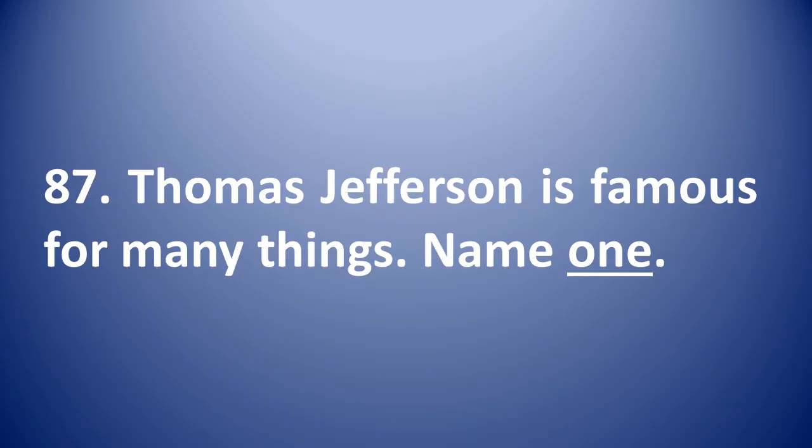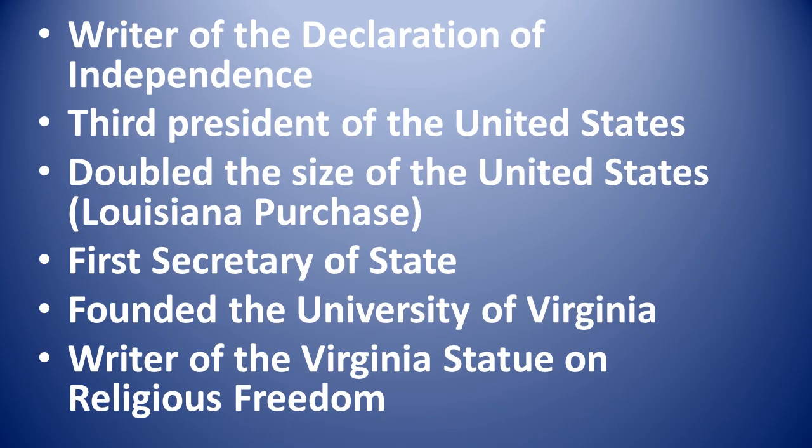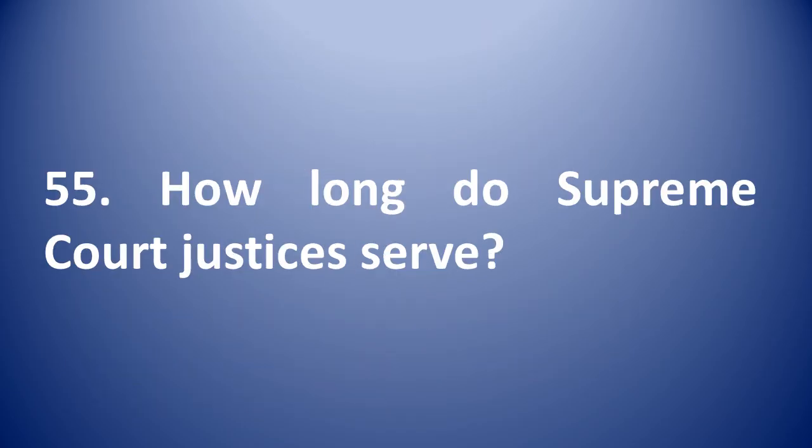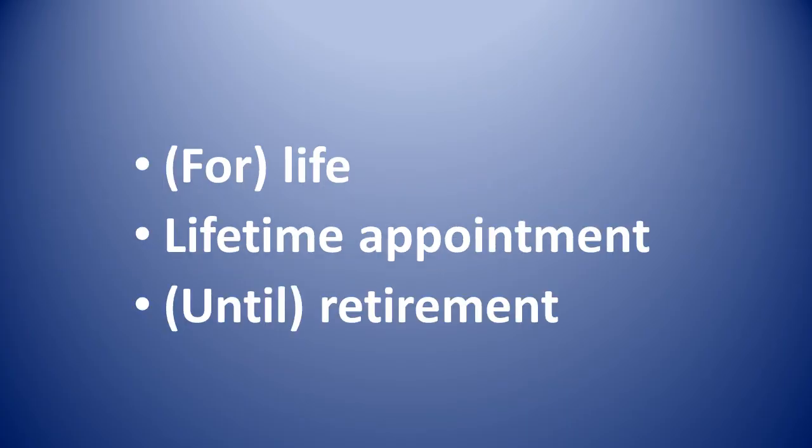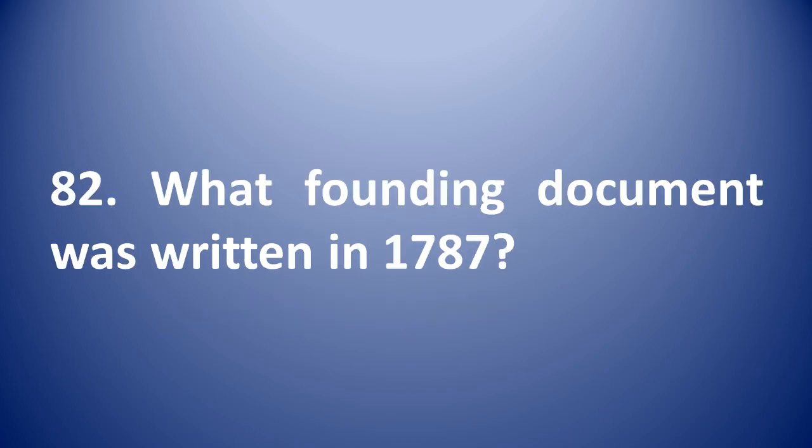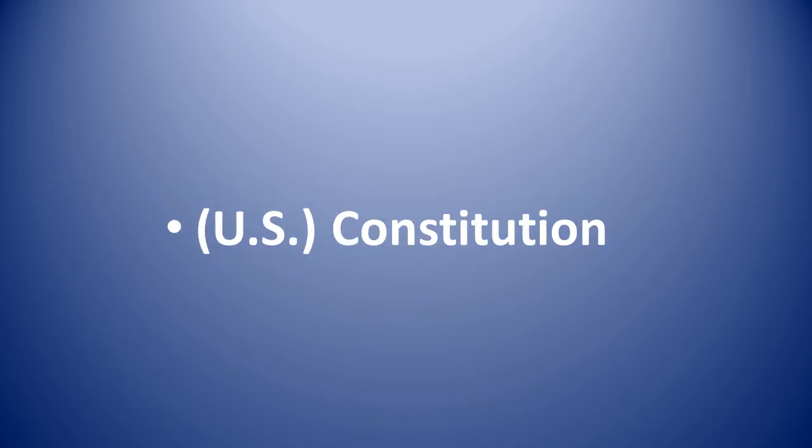Thomas Jefferson is famous for many things. Name one. First Secretary of State. How long do Supreme Court justices serve? For life. What founding document was written in 1787? U.S. Constitution.